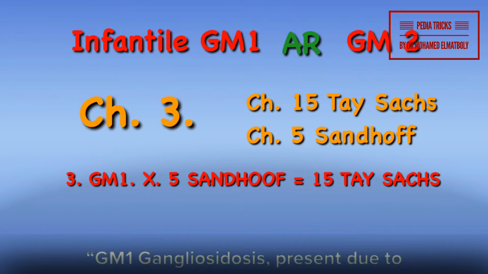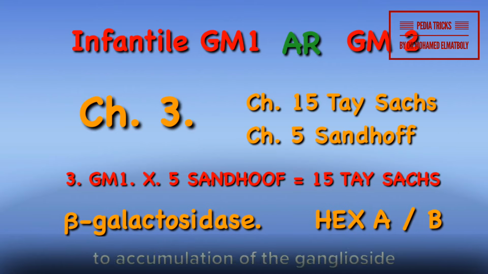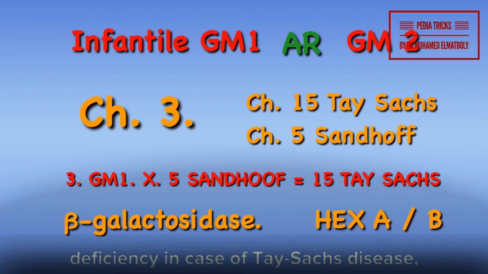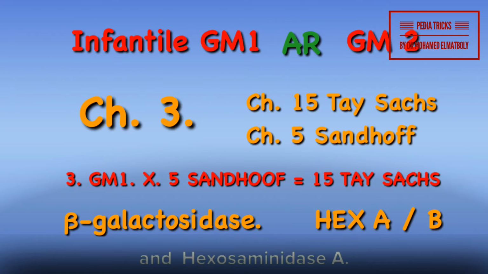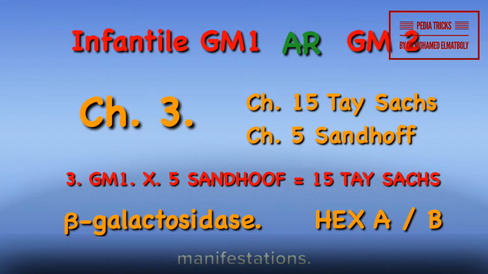GM1 gangliosidosis presents due to a defect in beta-galactosidase that leads to accumulation of the ganglioside within the cell. While GM2 disease presents due to a defect in hexosaminidase A in case of Tay-Sachs disease, and hexosaminidase A and B in case of Sandhoff disease. I need to mention one important note: gangliosides are glycosphingolipids, normal constituents of the neuronal and synaptic membranes. So with any defect, expect neurological manifestations.